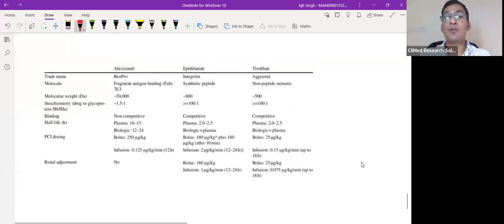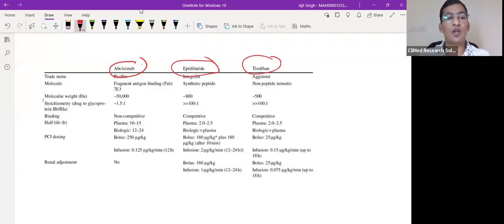Okay, guys. Now, if I talk about all these three GP2b/3a inhibitors, first is abciximab, then eptifibatide, and then tirofiban. Let's not go into the molecular weight and other things. Let's talk about half-life. Abciximab has a plasma half-life of just 10 to 15 minutes. On the other hand, as I told, eptifibatide and tirofiban have a plasma half-life of 2 to 2.5 hours. That's why these are better than abciximab. But abciximab is the actual antibody, while eptifibatide and tirofiban are synthetic peptides.